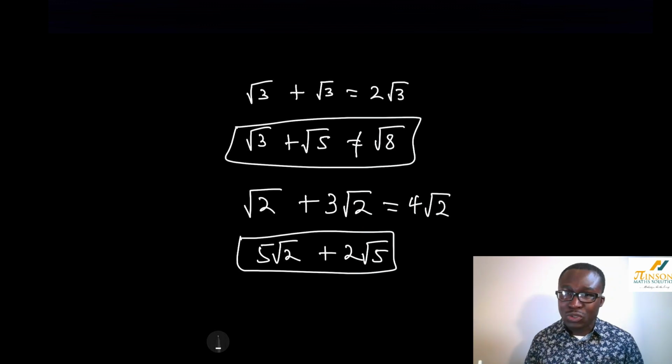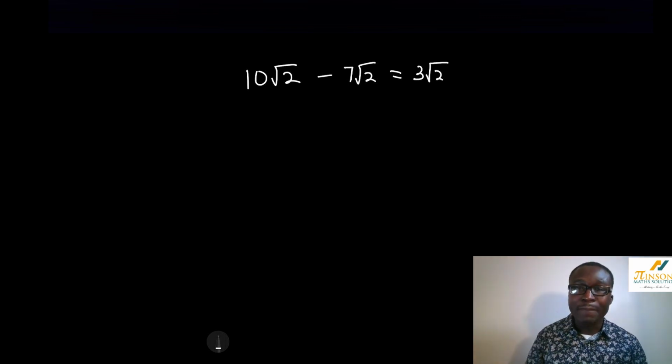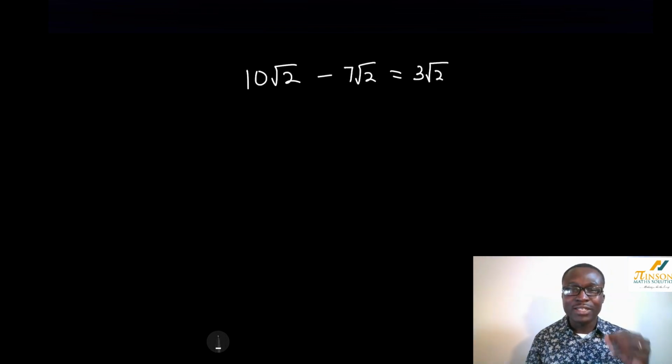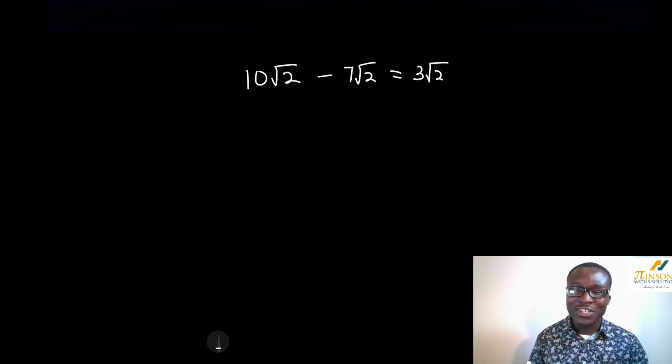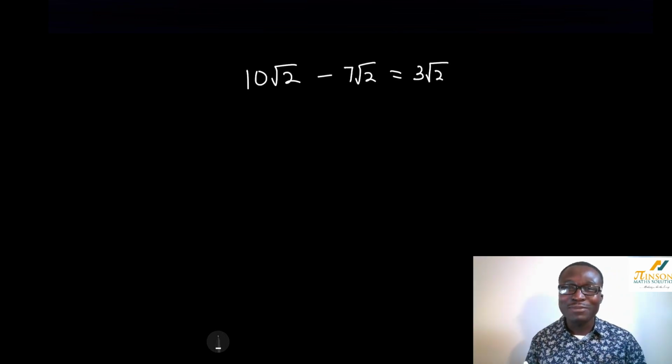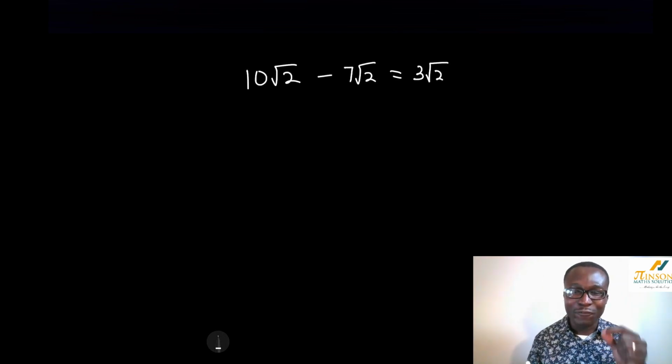The same thing applies when we are subtracting. We cannot subtract them when they are non-like terms, but we can if they are the same. So if I've got 10 root 2 and I subtract 7 root 2, I know I will have 3 lots of root 2. Why? Because they are like terms. It is very important that we understand that like terms of surds can be added and non-like terms cannot be added. Like terms of surds can be subtracted, non-like terms cannot be subtracted. These are very important techniques and understanding to have.